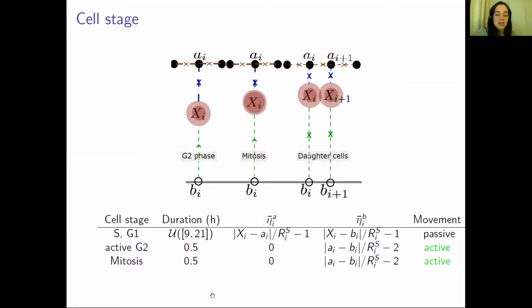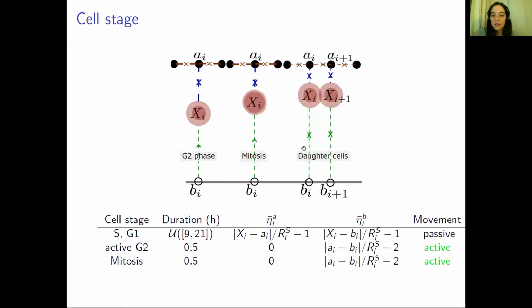So the cell stage, as I said, during S and G1, the nuclei move passively, while during active G2 and mitosis, they move actively towards the apical side. So this is represented here. Also during mitosis, we increase the radius of the hard core so that cells become more rigid.